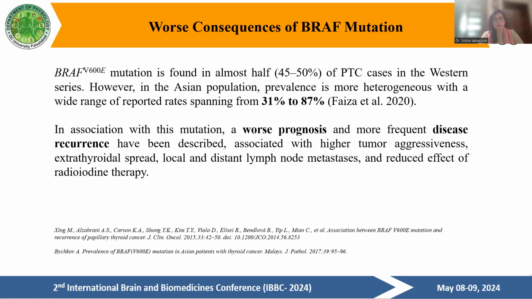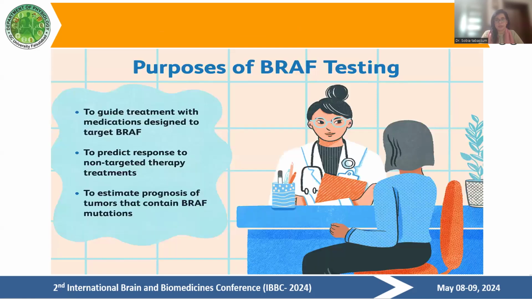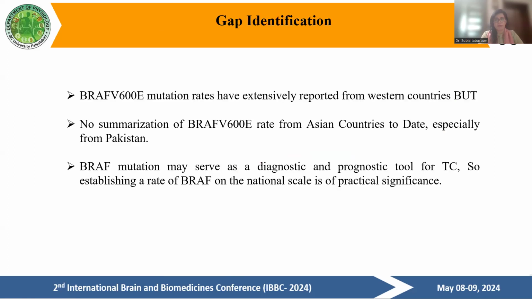What are the worst consequences of BRAF mutation? Very poor prognosis and very frequent disease recurrence. They have been linked with papillary thyroid carcinoma, which makes the incidence of this disease higher, and people do not get any efficacy from radioiodine therapy, and it gives high tumor aggressiveness along with extrathyroidal spread. So the basic purpose of BRAF testing is to go for targeted therapy and to estimate the actual prognosis of tumors that contain the BRAF mutation.